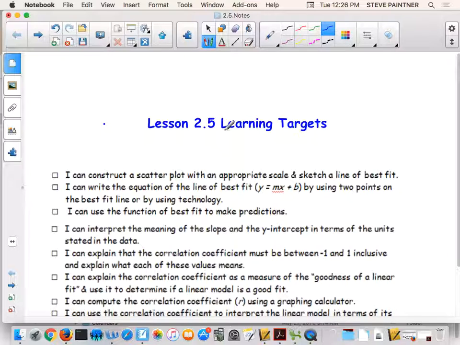Okay, here we go. Again, I'm not going to read these to you, but if you come back and read these after we finish our lesson, you should be able to do these things.